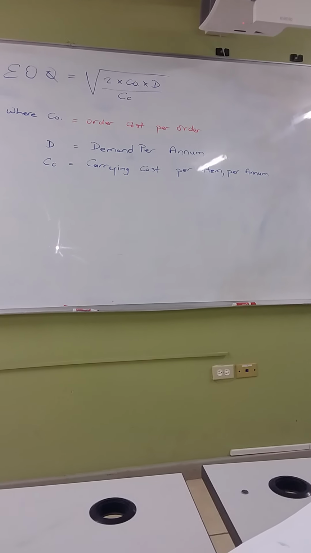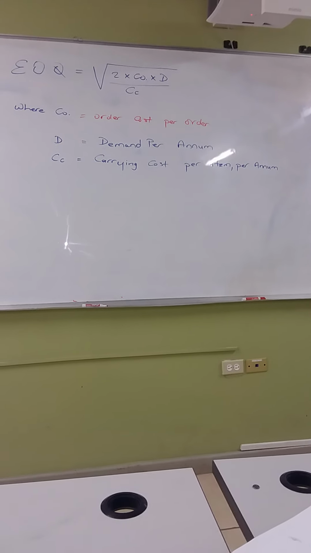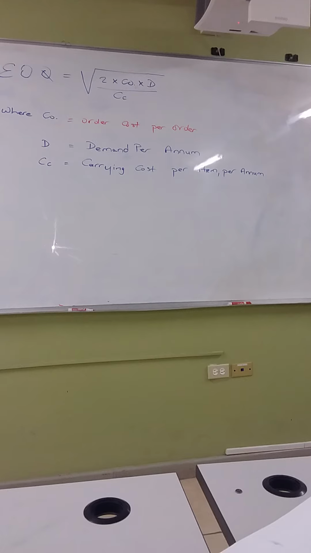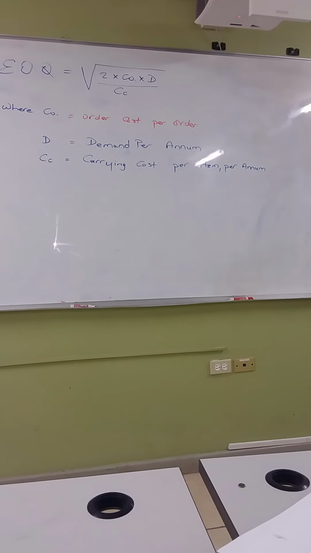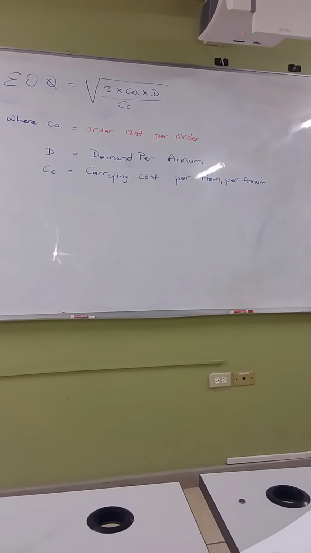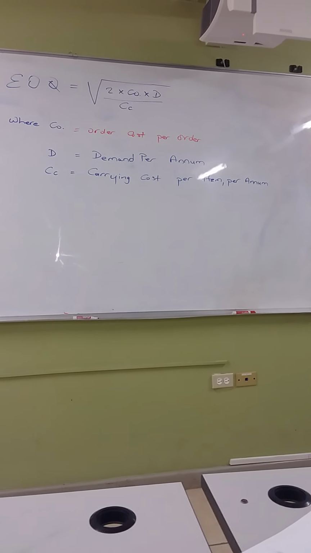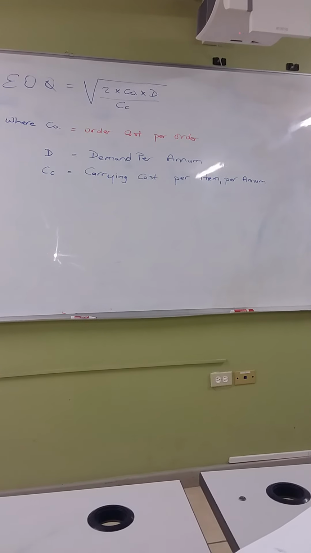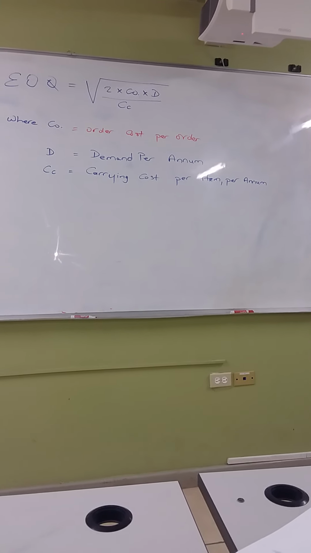Annual demand. Now CC is making reference to your carrying costs per item per annum, right? The carrying cost per item per annum. In layman's terms, it is what they call the holding cost: the cost to carry goods in your inventory.